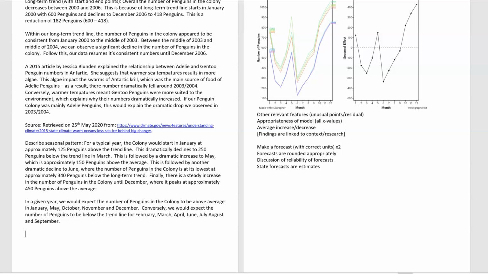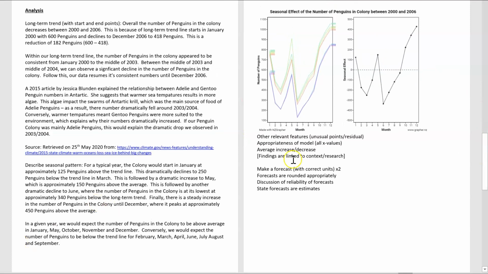So I think that pretty sufficiently sums up the seasonal effects graph. The key points: we mentioned the start and end point, the dramatic declines, and the lowest and highest points, and that was in the big paragraph. And then in the little paragraph, we just summarize when it is above and when it is below. And that gives us our starting point.